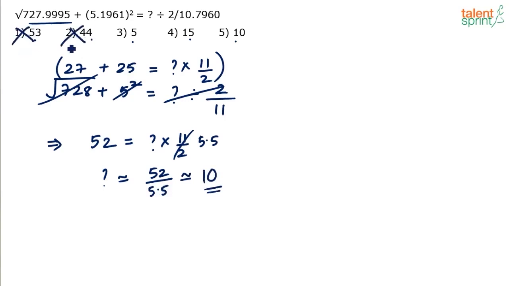53 and 44 are straight away ruled out. These are no way close to 10. 5 and 10 are also far away from 10 when compared to the option 5 here, which is equal to 10. You're getting it? See, understand, in case of approximations, it's not about right answer from the options. It is about the best answer from the given options. So the best of the options here is 10, because what I get here is very close to 10. Slightly less than 10 if you look at 52 by 5.5. But yes, it can be considered as 10, which is given in option 5. So your answer to this question is going to be option 5, 10.